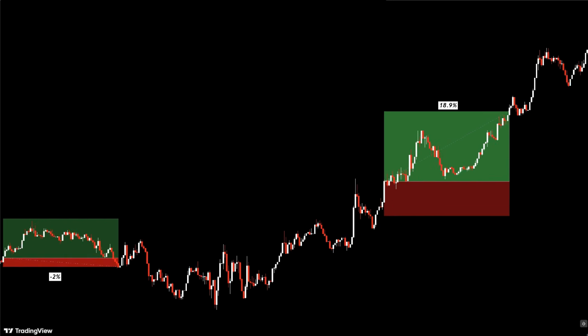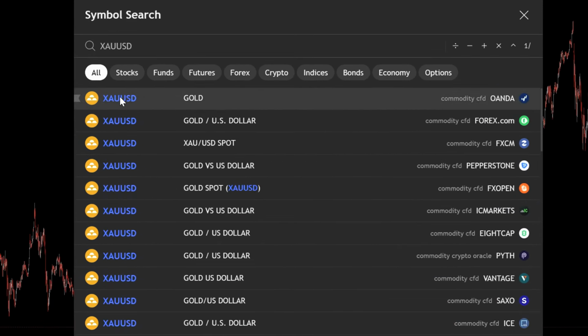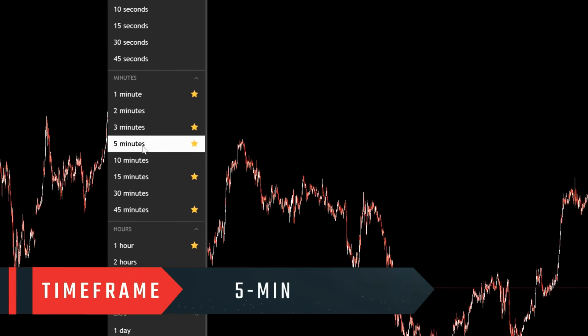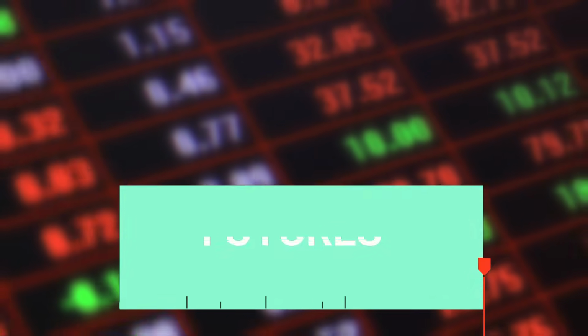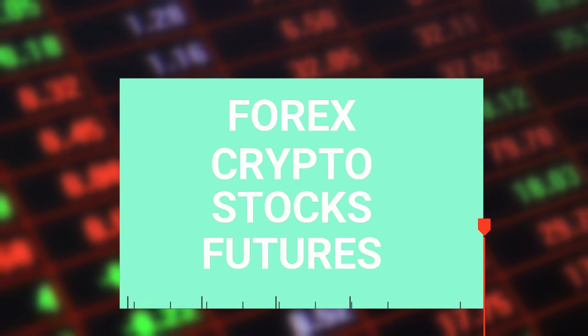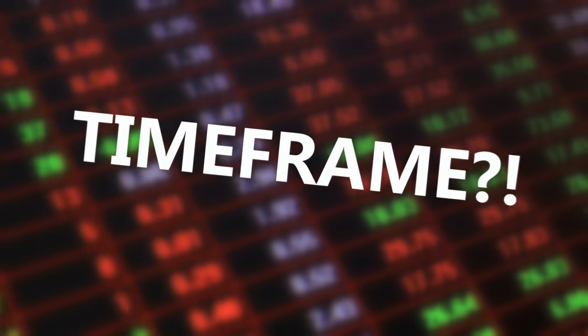First thing you need to do is open up TradingView.com. Go ahead and pull up any chart you want. This strategy is unlimited. It works on Forex pairs, any crypto coin, stocks, futures, even indices like the Nifty. And the time frame doesn't matter either. Use the 5-minute chart for scalping or 4-hour or daily for swing trading. It's that versatile.